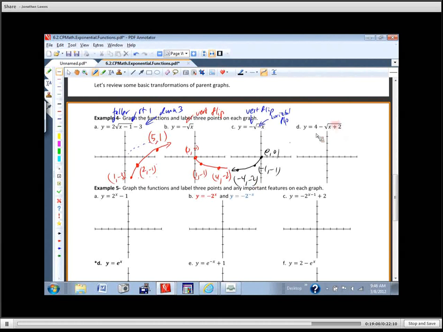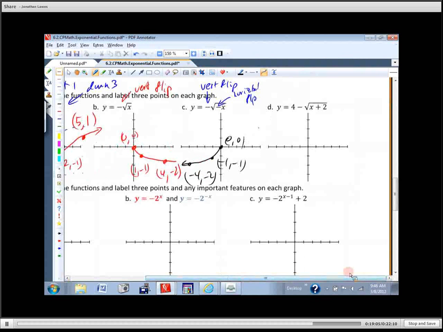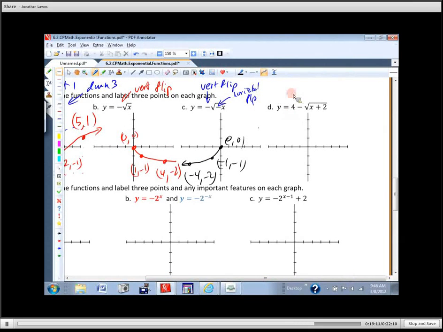Can somebody tell me what's wrong with the way this one's written? Yeah. 4's out front. We normally don't do that. Normally we'd write it this way. Negative square root x plus 2. That's a positive 4. Okay. What does that positive 4 do? Up 4. What does that positive 2 do? Left 2. And what does that negative do? That's going to be a vertical flip.